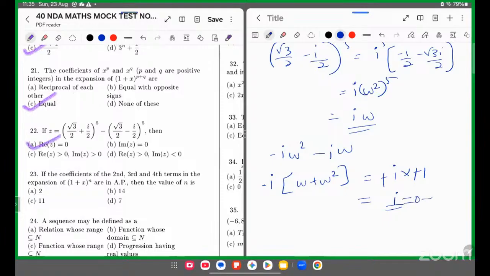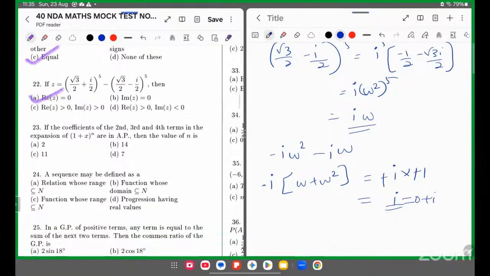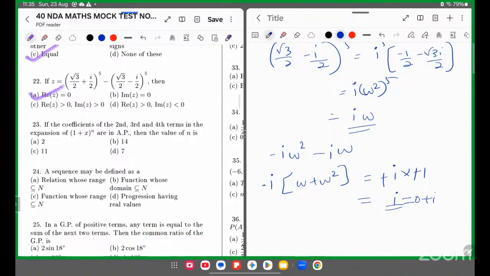Iota can be written as 0 plus iota. So the real part is 0. Question number 23.